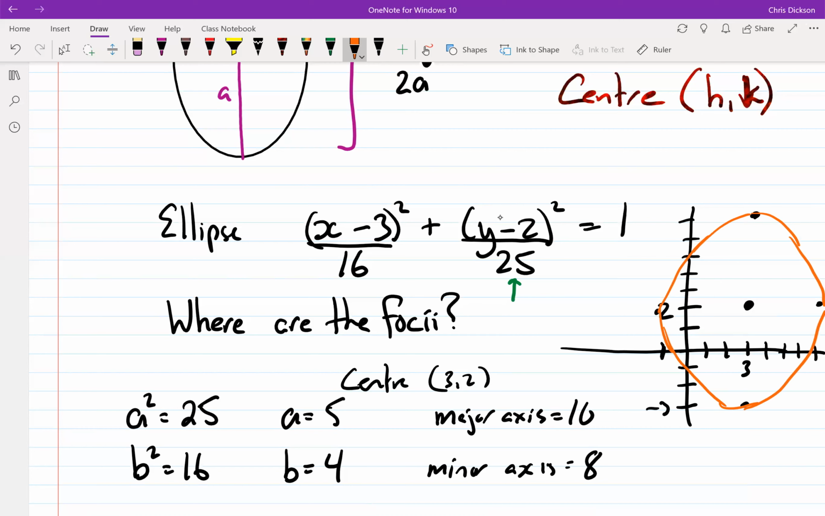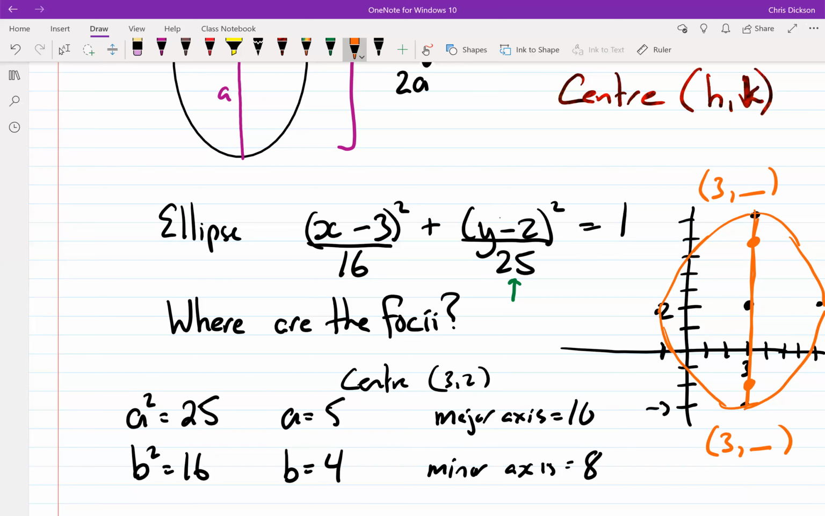Okay, so which formula am I working with here? Well, I'm working with the y squared formula here. So the foci have to be along the major axis. And of course, it's longer in the y direction. So I have to have a foci up here and a foci somewhere down there. So what would be true is the coordinates of these foci would have to be 3 comma something, because notice that they have the same x value as the center of the shape.